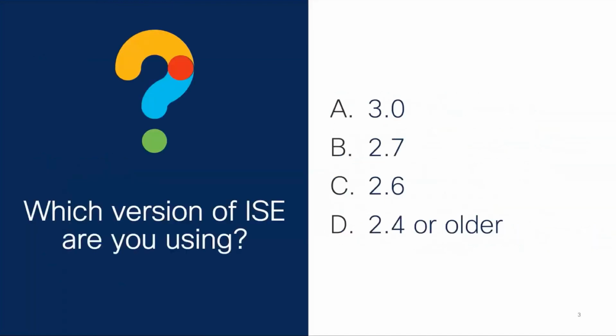So we've got one poll question here. I wanted your answer for this. Which version of ISE are you making use of? Are you using 3.0, 2.7, 2.6, or 2.4 or older? Just let me know your answers in the poll questions window. I'm going to give you a couple of seconds to answer this question.